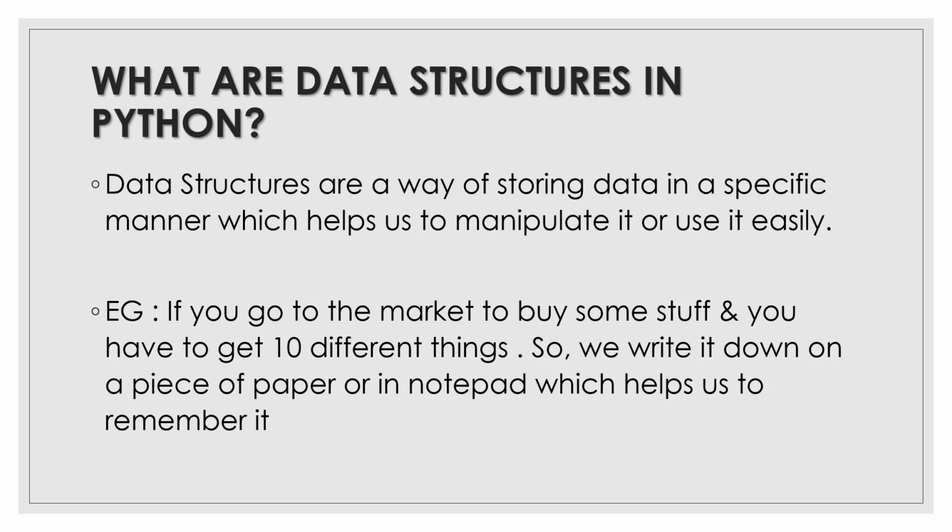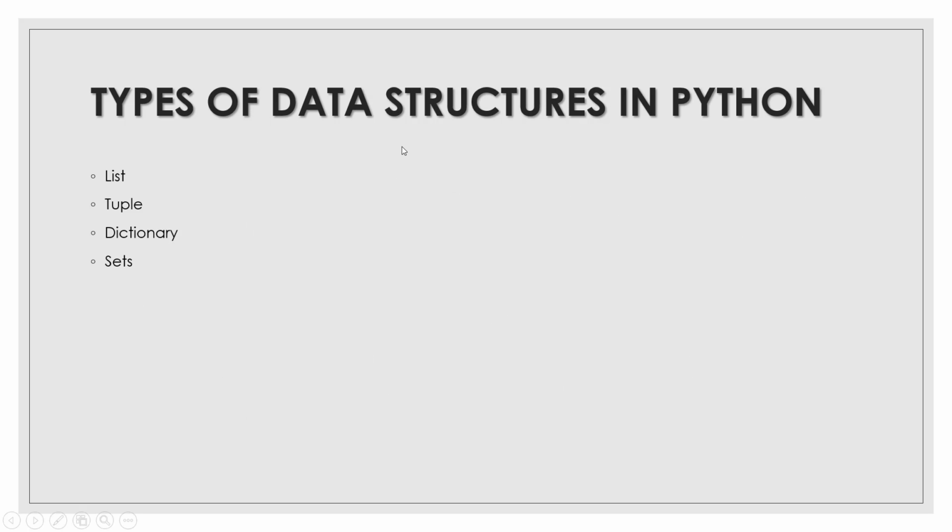Now what are the types of data structures in Python? The types of data structures in Python are list, tuple, dictionary and sets, and I'm going to make a separate video for each type of data structure. So today we are going to learn what a list is.